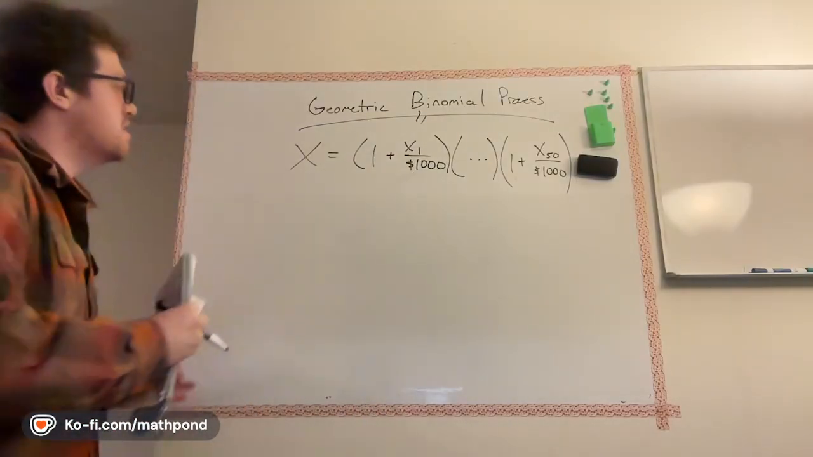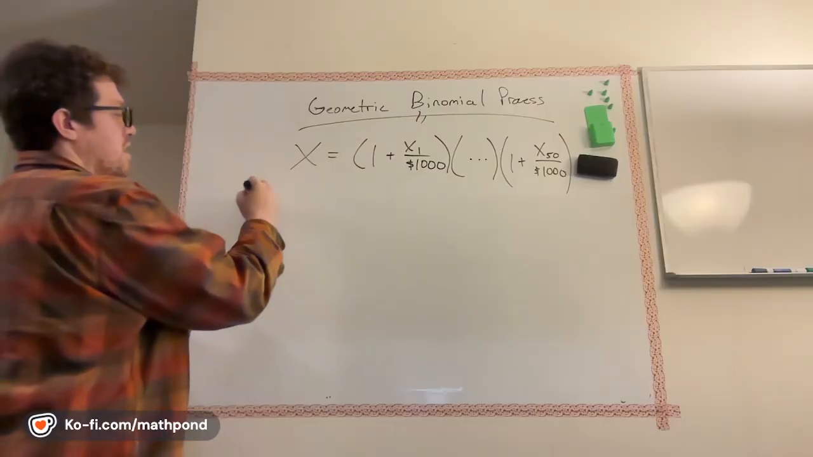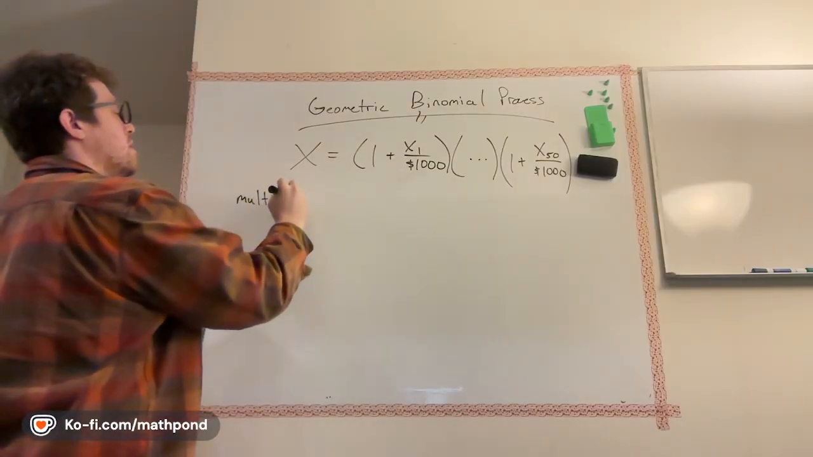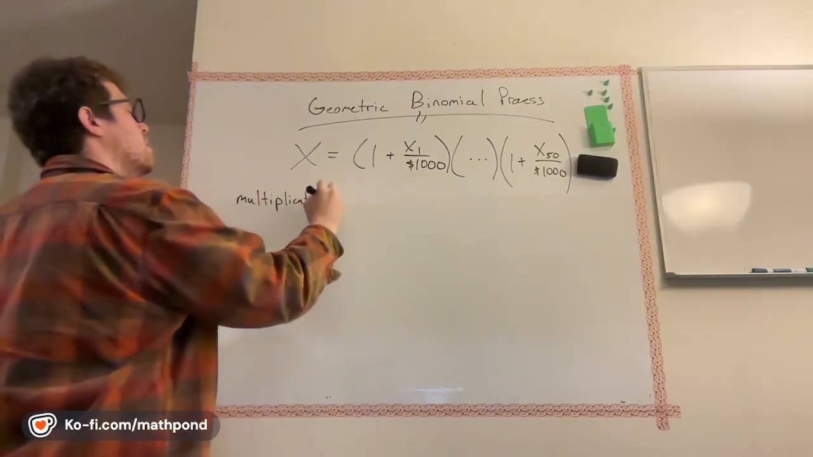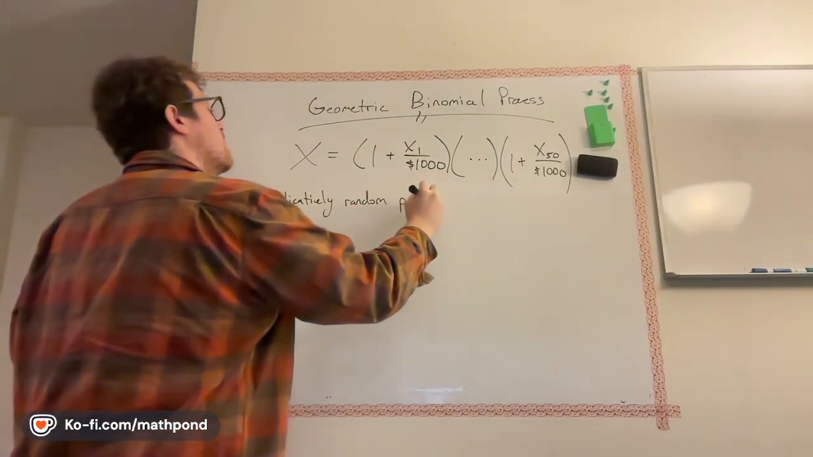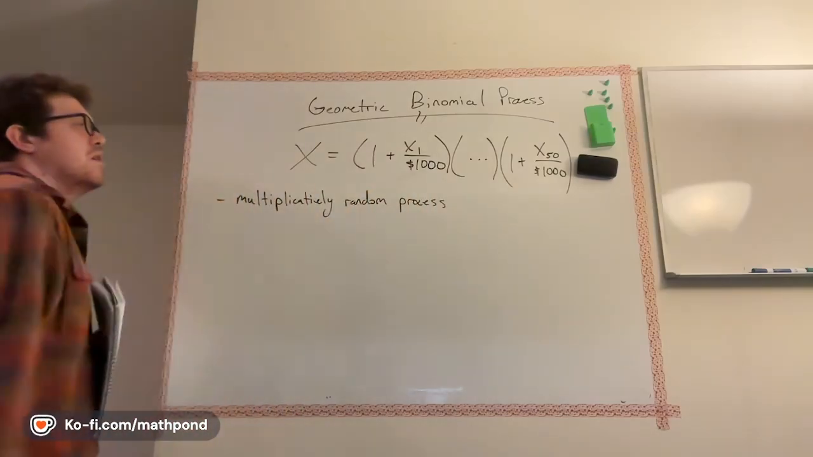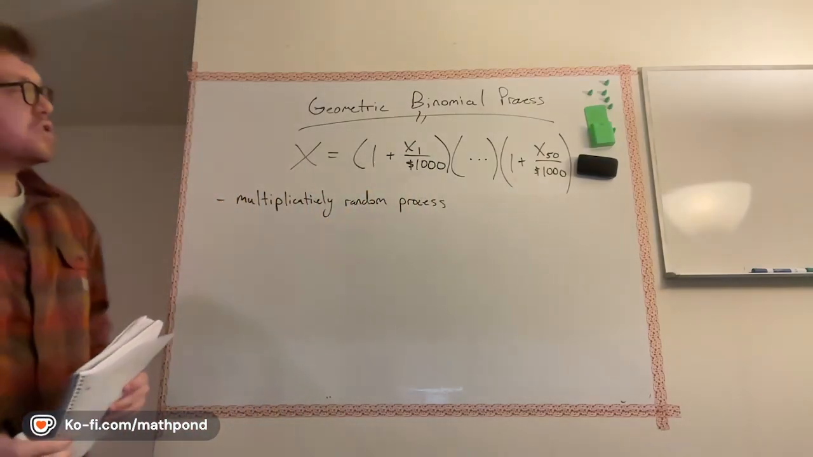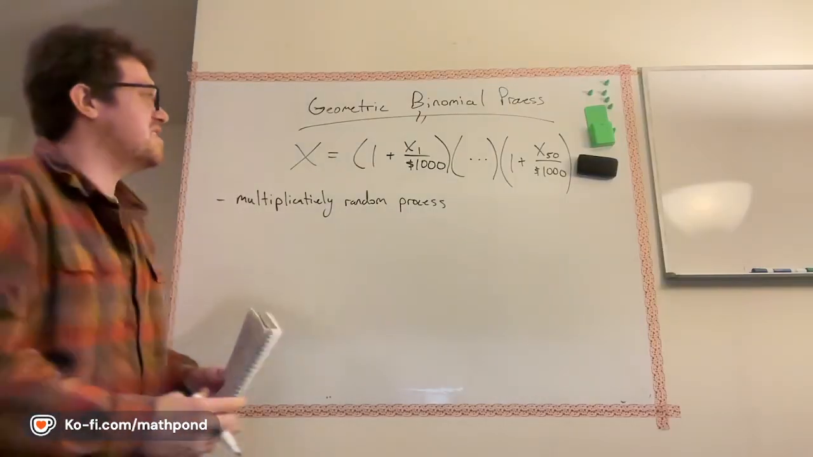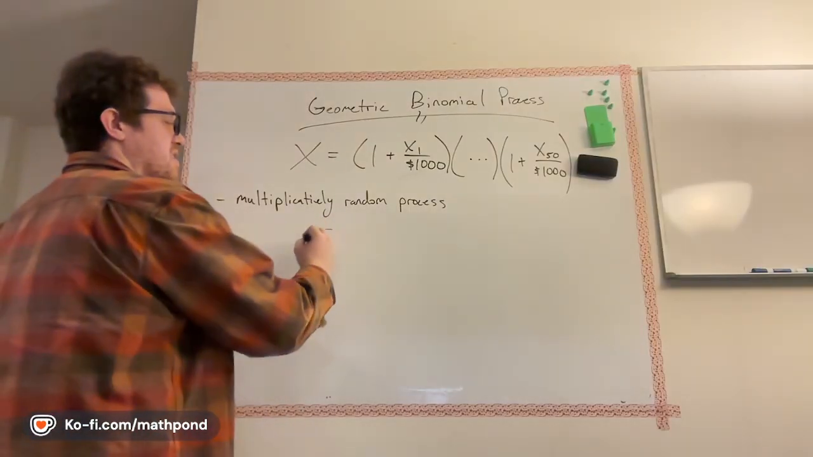Okay, so this is like a multiplicatively random process. And here, something interesting happens. So what is the expected value of x?